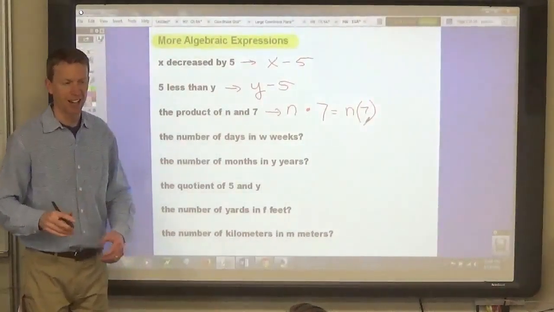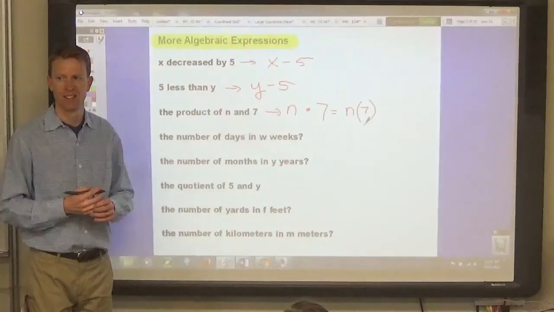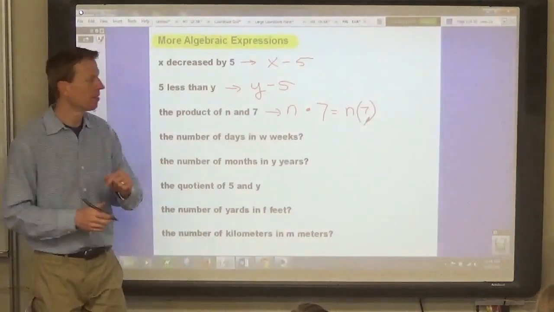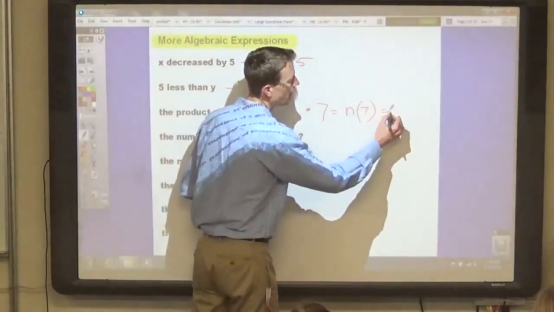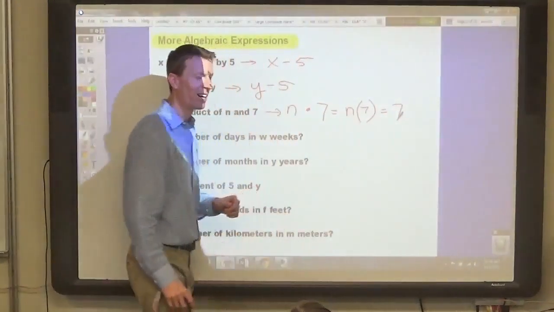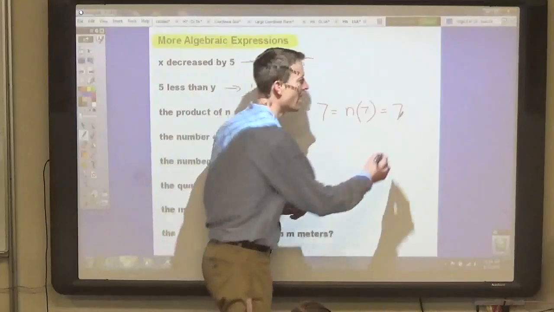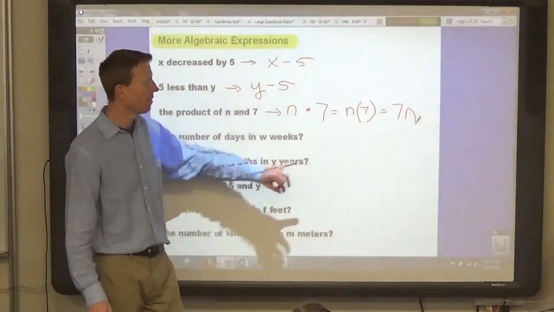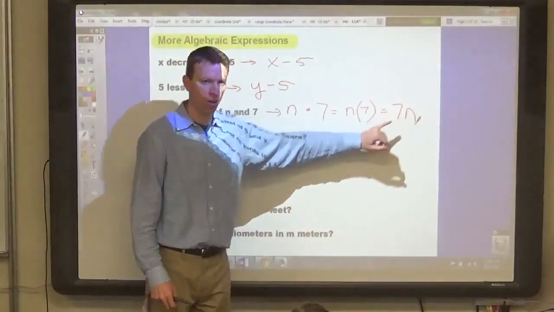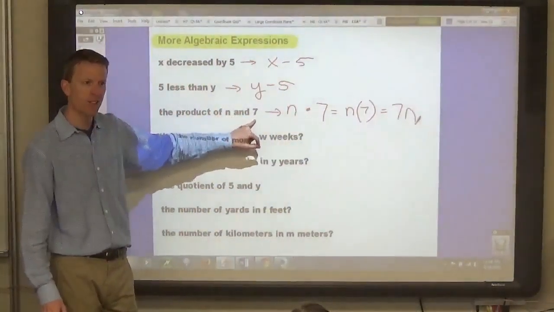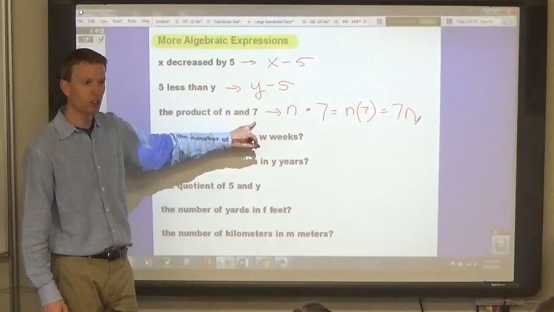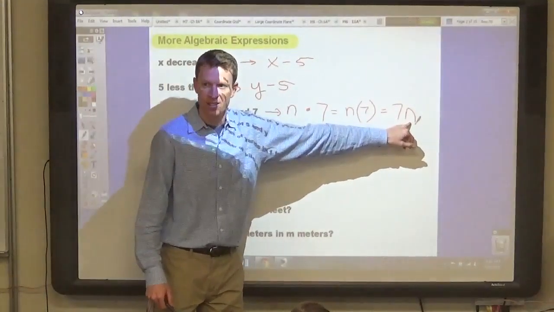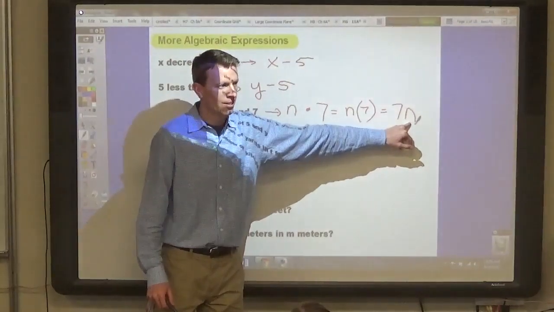So how would you write that? Switch the order. Max? 7 dot n. You don't even need the dot when you're writing it this way. Just 7n. Yep. 7n. That means 7 times n, or the product of n and 7. It also means that there are 7 n's. Okay?